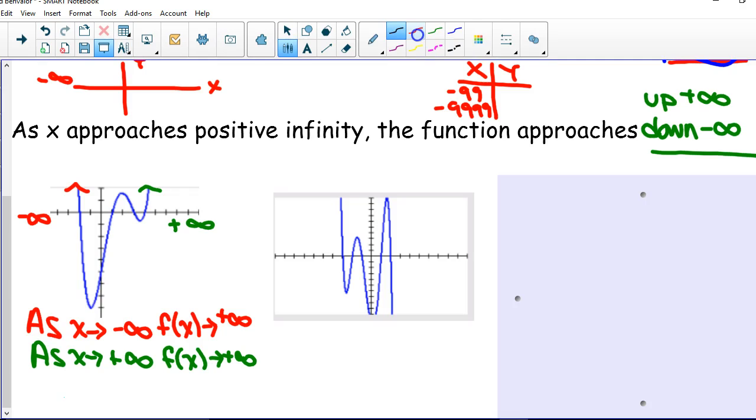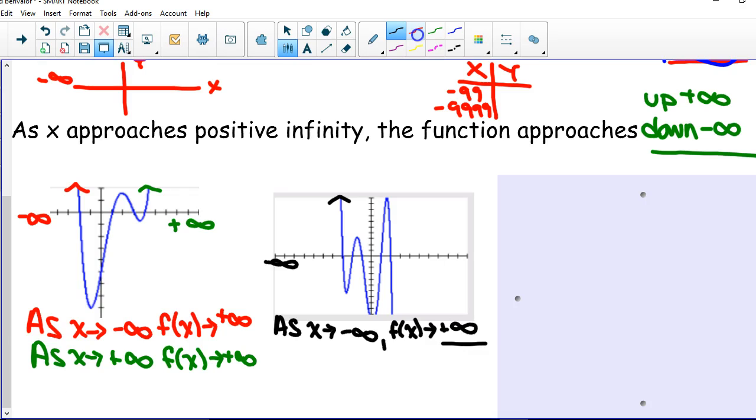Is everyone ready? As x approaches negative infinity. So where is my x approaching negative infinity? Over here. As my x values keep getting bigger and bigger, what's happening to my function? Is it going up or down? It's going up in the end. So as x approaches negative infinity, f of x approaches what? It's going up, so what do we put? Positive infinity, or just infinity is fine as well.